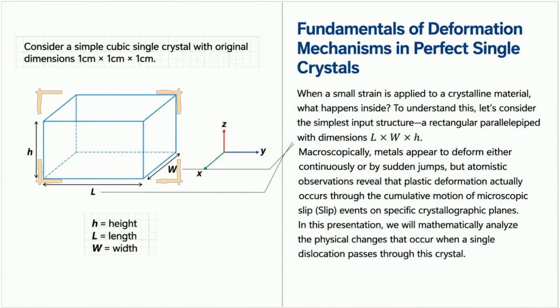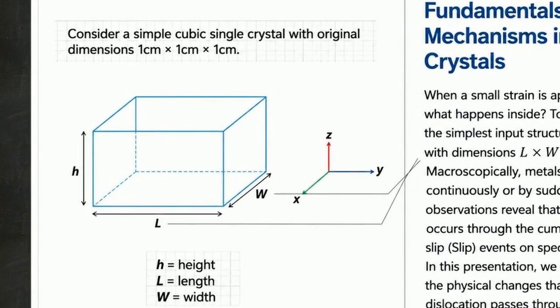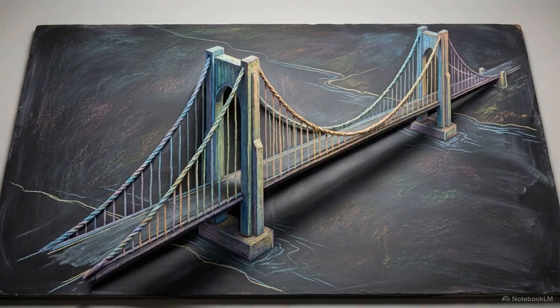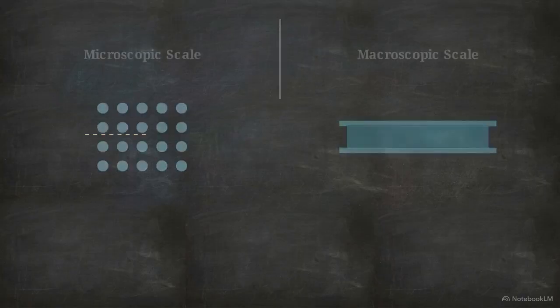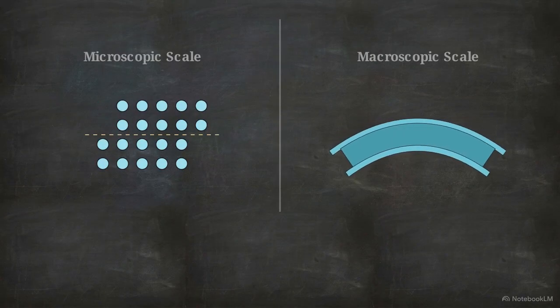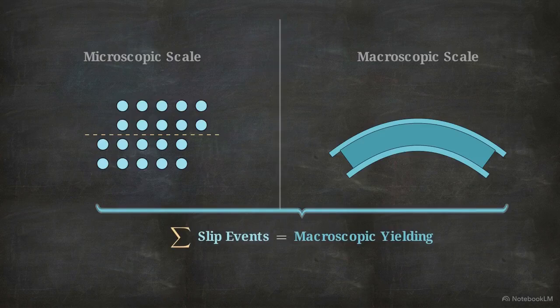This diagram establishes our baseline, a rectangular block with defined dimensions. Within this volume, plastic deformation occurs through slip. A dislocation moves across a specific plane, shifting one layer of atoms over another. If we want to calculate why a suspension bridge stands or why a structural component fails, we have to mathematically connect that single atomic scale slip event to the observable yielding of the entire material.